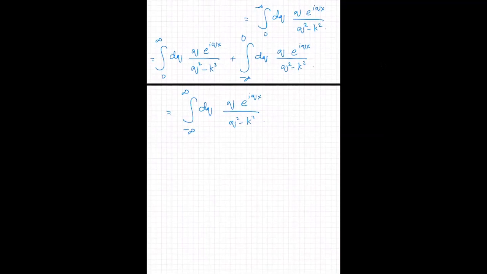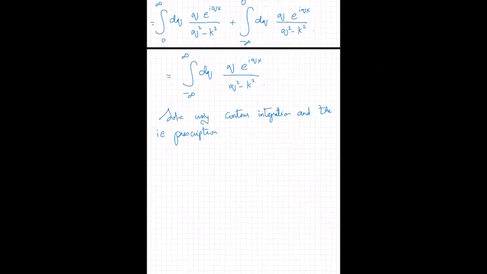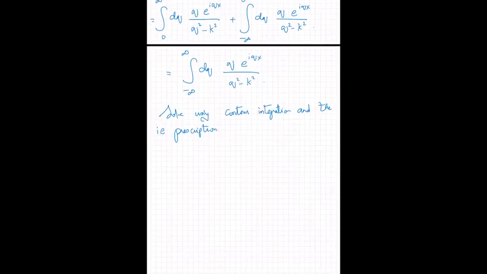To solve this integration, I will use the i epsilon prescription. Solve using contour integration and the i epsilon prescription. What is the i epsilon prescription? Well, this, which is basically a decent, respectable function of a real variable q, is now going to become an obscene variable, which is imaginary also. So I'm going to write this as minus infinity to infinity dq q e to the iqx divided by q square minus k square minus i epsilon.